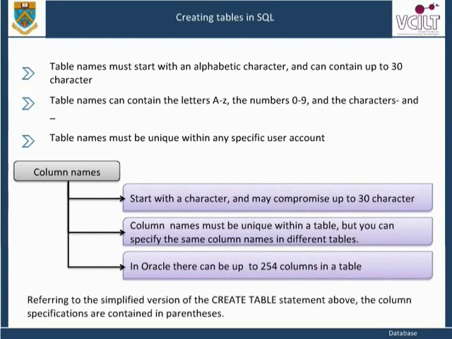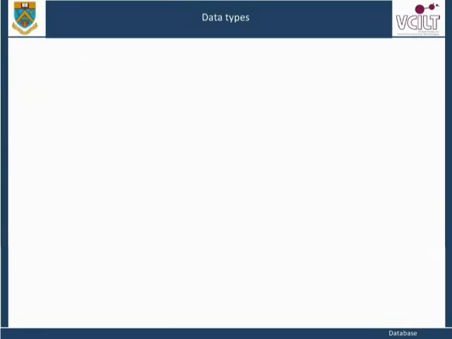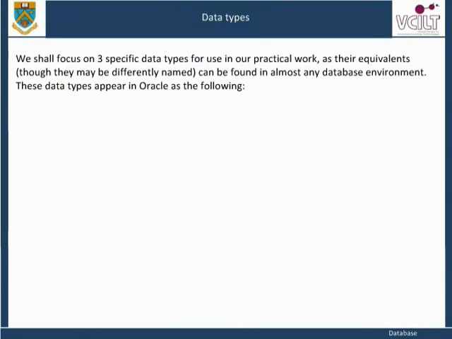Referring to the simplified version of the create table statement above, the column specifications are contained in parentheses. We shall focus on 3 specific data types for use in our practical work, as their equivalents, though they may be differently named, can be found in almost any database environment. These data types appear in Oracle as the following.